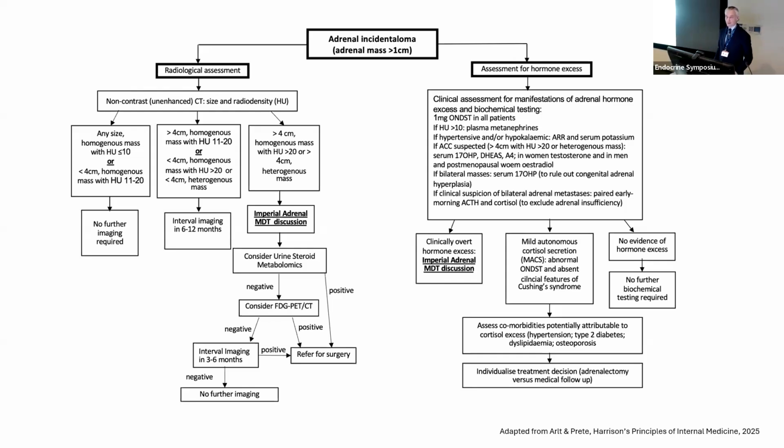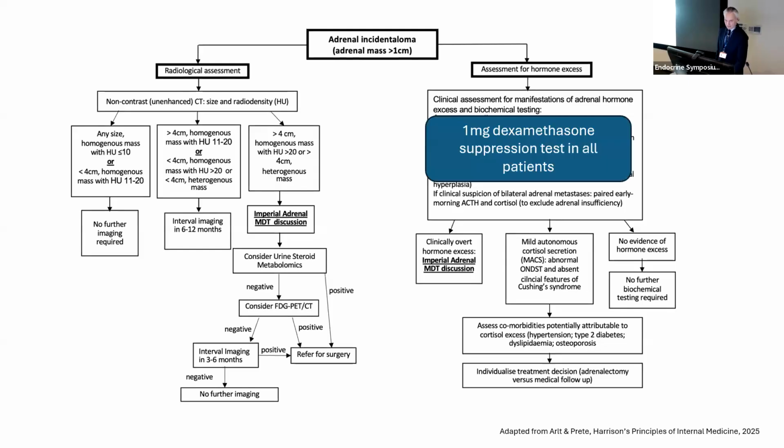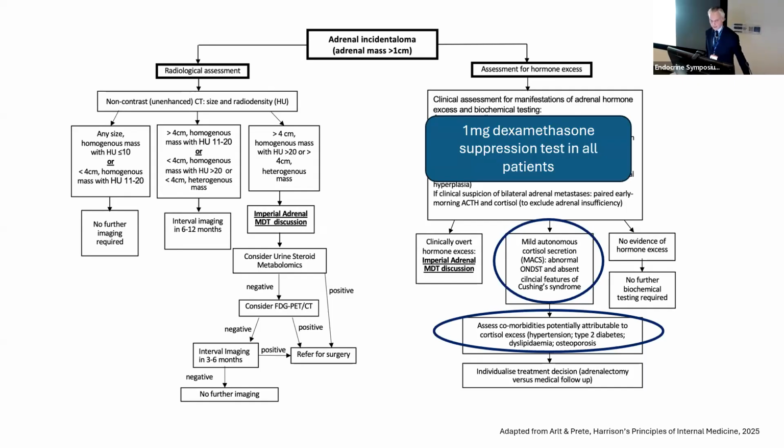The previous speaker also alluded to the European guidelines, and this is a diagram taken from them. We've only got two questions, imaging and functionality, so the two columns, and I'm going to concentrate on functionality. It is recommended that any patient with an adrenal incidentaloma should undergo a 1 milligram dexamethasone suppression test. If the test is abnormal, we should assess for clinical features of Cushing's syndrome, and then assess comorbidities potentially attributable to cortisol excess, such as hypertension, type 2 diabetes, dyslipidemia, and osteoporosis.